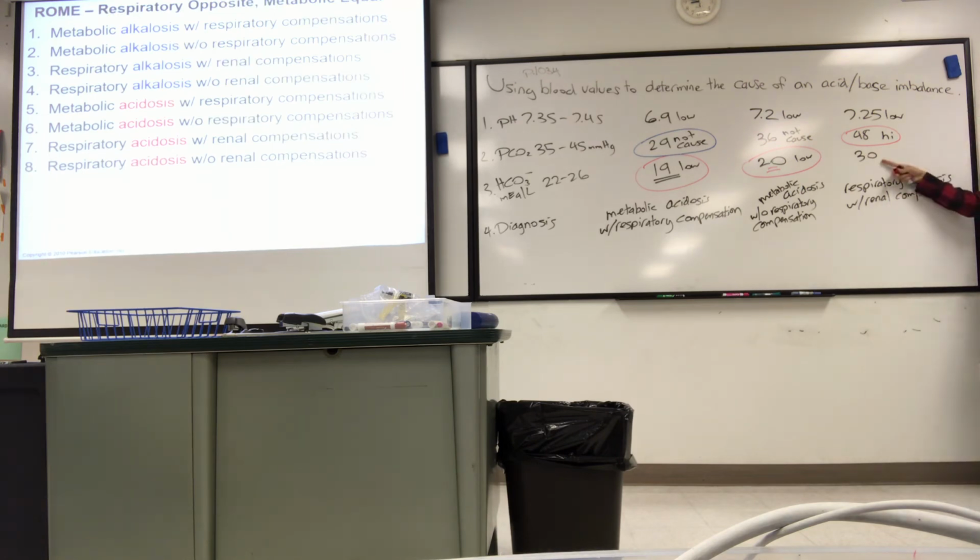Let's look at the third value. So we know what the cause is. We just ask ourselves, are the kidneys compensating? See, that value is outside the normal range. Let's think about this. Too much base. Won't that help correct that? Yes. Boom, that's right.